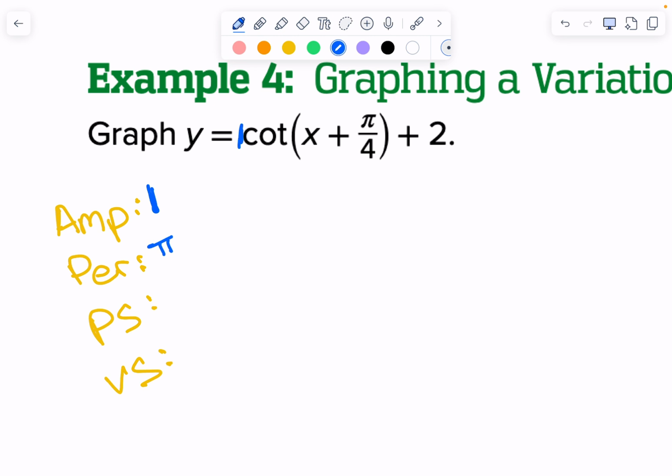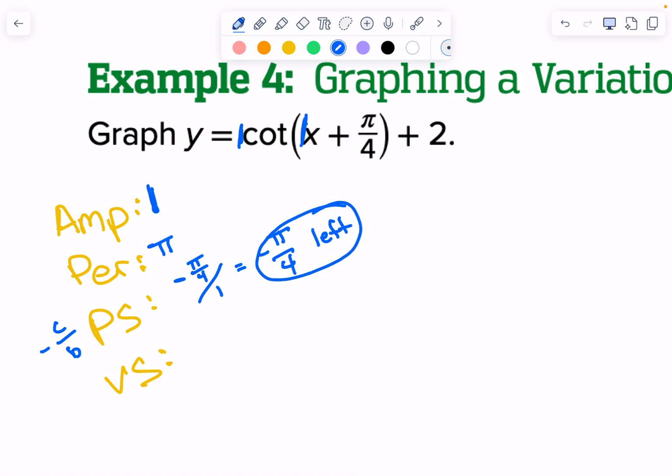So phase shift. How do I do phase shift? Is it still negative c over b? Yeah, it is. So negative c. What's c? Pi over 4. Negative pi over 4 over b. What's b? 1, right? B is 1. So negative pi over 4 over 1, which is negative pi over 4. That's moving him to the left pi over 4, right?